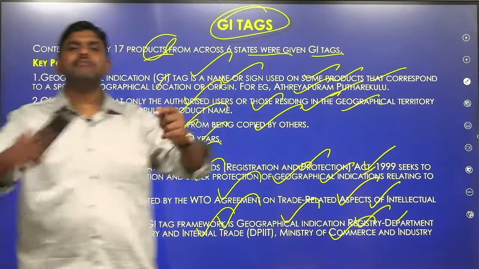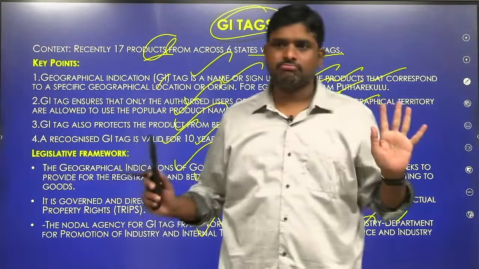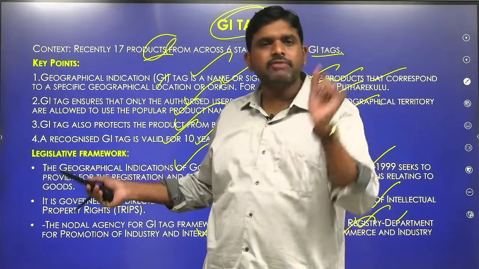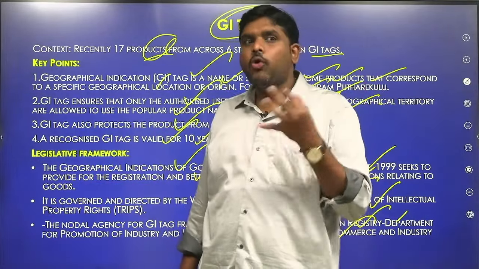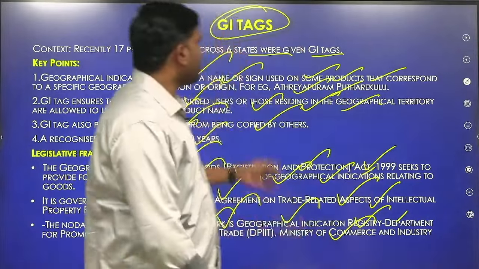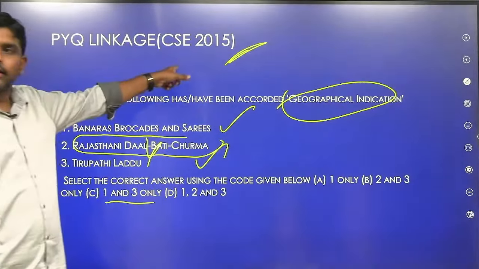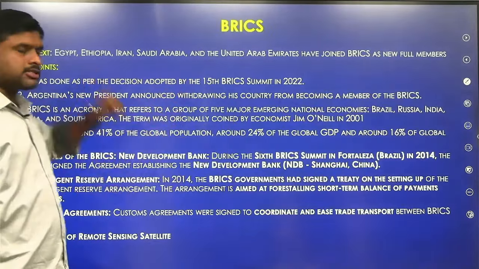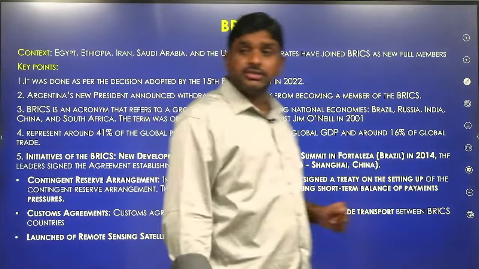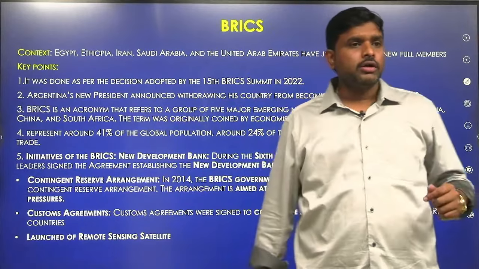These 17 products, I will give you a PDF in the classroom. What are the 17 products? I will give you the PDF in the classroom. Now we are identifying, oh, 17 products. Why? Because there is a PYQ. BRICS. BRICS is in the news.